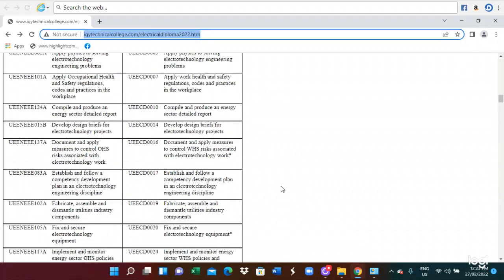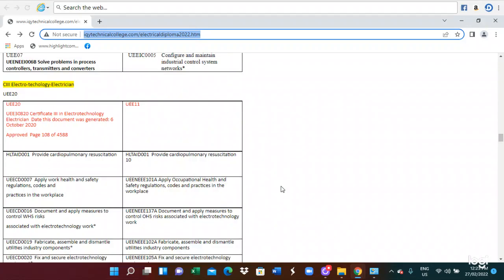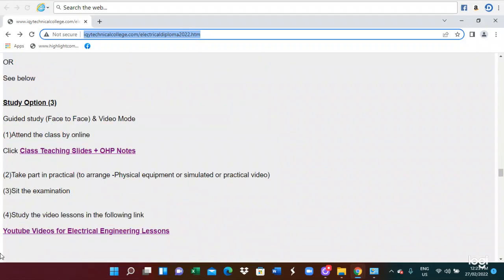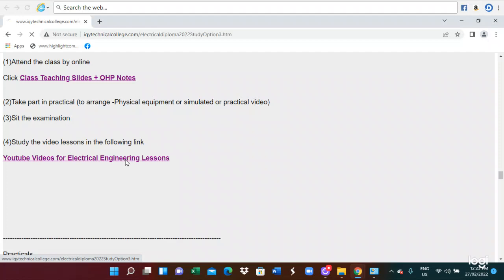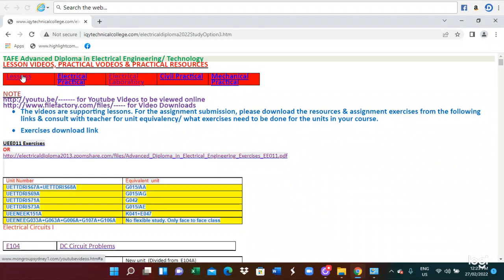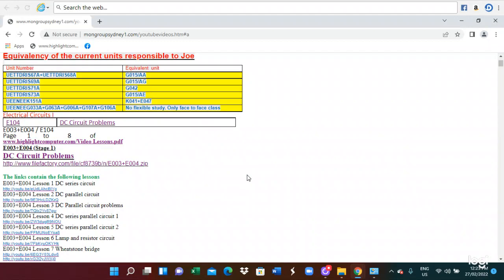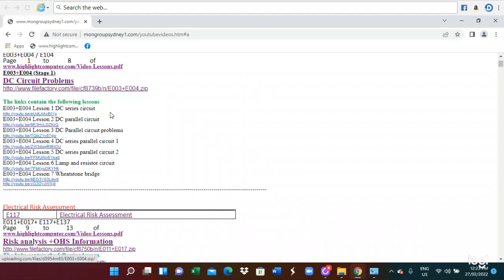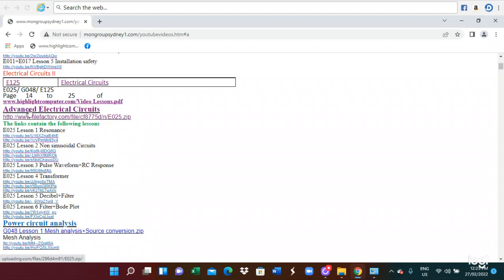On this web page, you can go down to the electrical YouTube video lessons for the electrical engineering lesson. You click this link, and then you click the lesson. Then you go down the lessons. We printed the DC circuit, we printed the electrical assessment. Here you have the advanced electrical circuit. Lesson 1 is resonance, lesson 2 is non-sinusoidal.